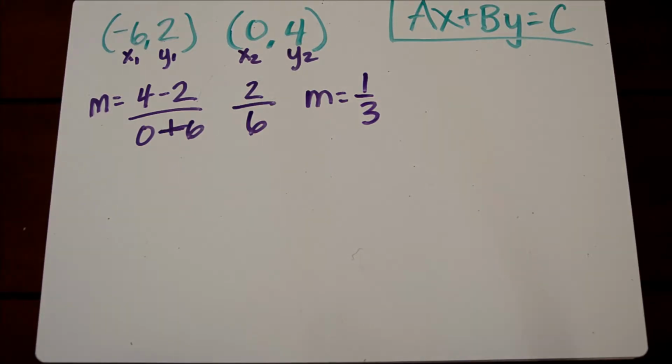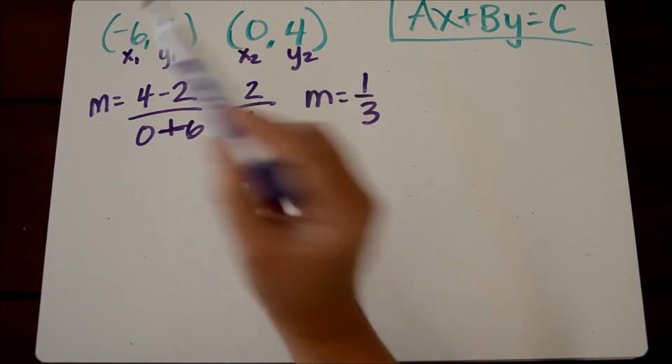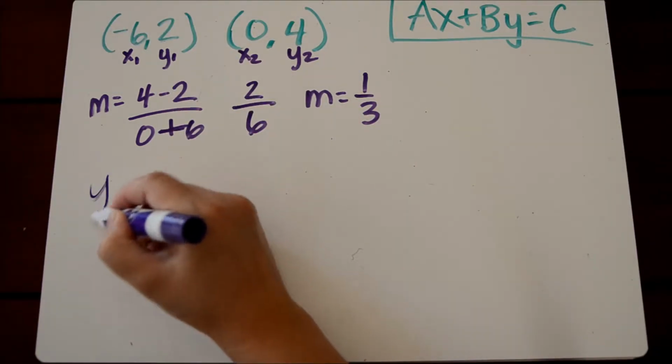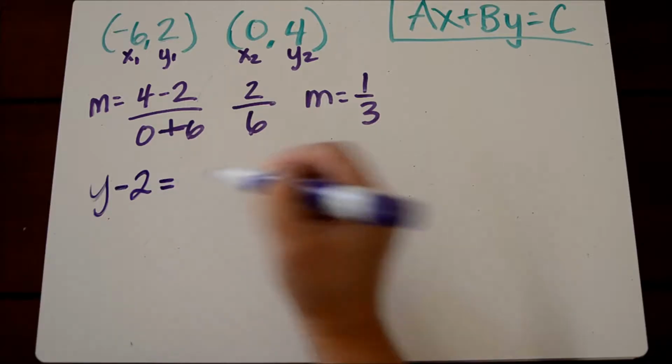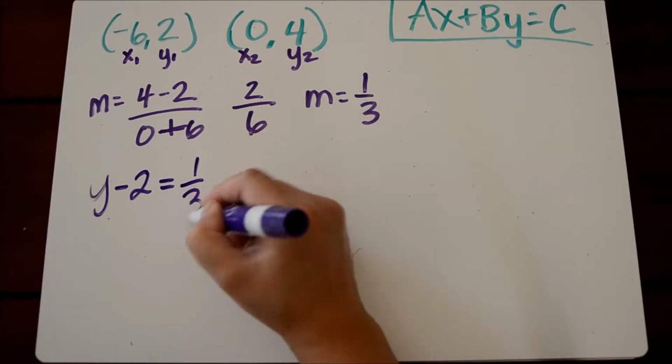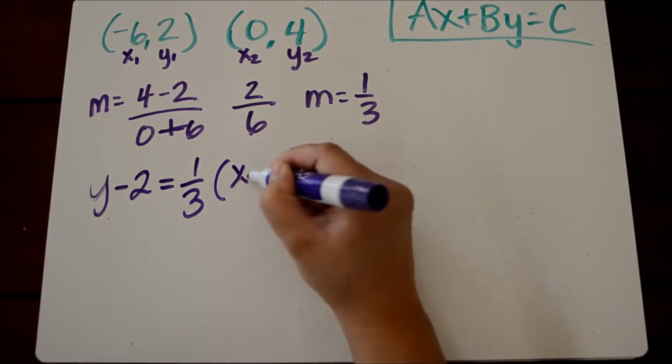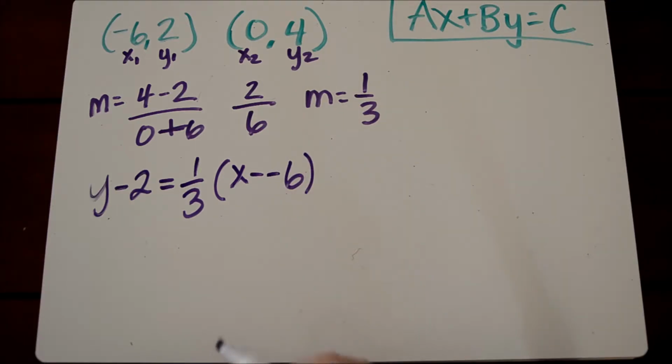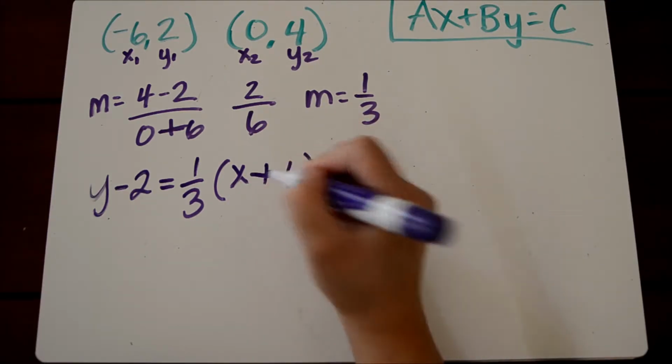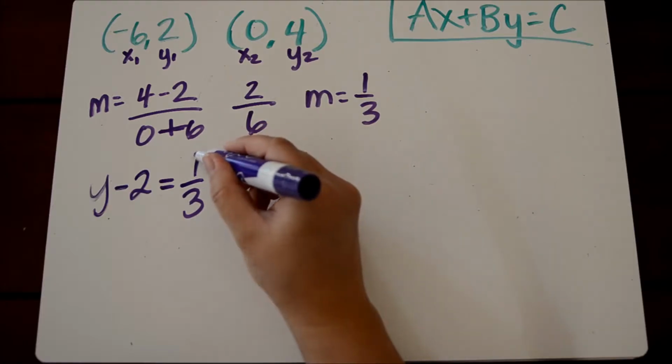Again, since we only have slope and points, we have to start off with point slope form. So it doesn't matter which point you choose. I'm just going to choose the first one. We get y minus 2 equals 1/3 times x minus a negative 6. Change that to plus because minus a negative. And now we have to convert this to standard form.